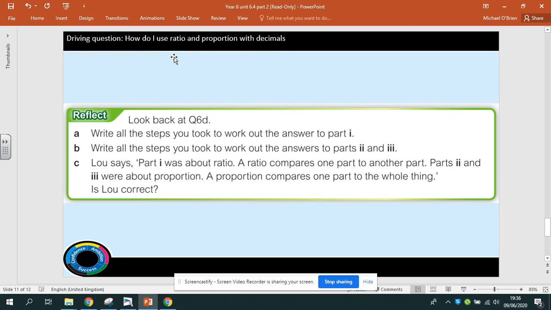So ratio compares one part of something to another part of something. Proportion compares one part of something to the whole of the thing. Does that make sense with what we've done today? What I suggest you do now is pause the lesson, write down those questions, and put the lesson back on, and I'll put up question 6 again, and then you can have a think and a reflect on what these parts actually mean.